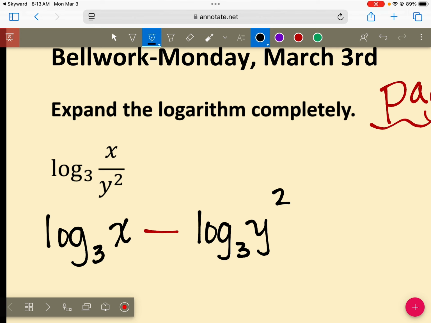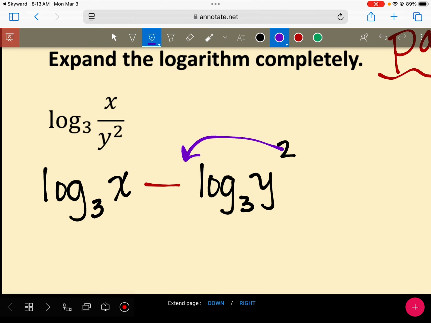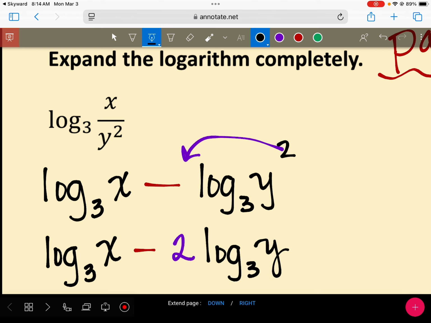All right, the second thing we're going to do is look for anything that's being multiplied. And if we look at x, it is not multiplied with anything, and neither is the y. So our next step would be to move our exponent, if we have any exponents, to the front. So I'm going to move this 2 right here. So we have log base 3 of x minus, and then that 2 comes to the front, and it's log base 3 of y. And that would be your final answer.